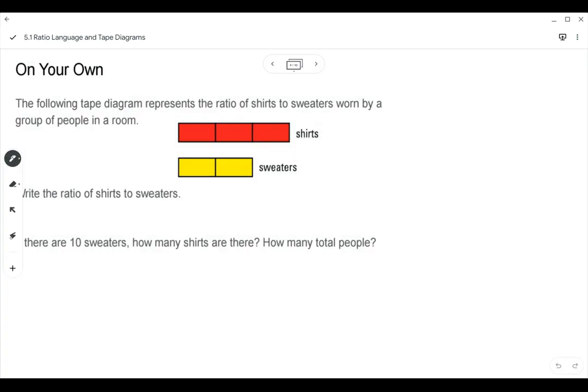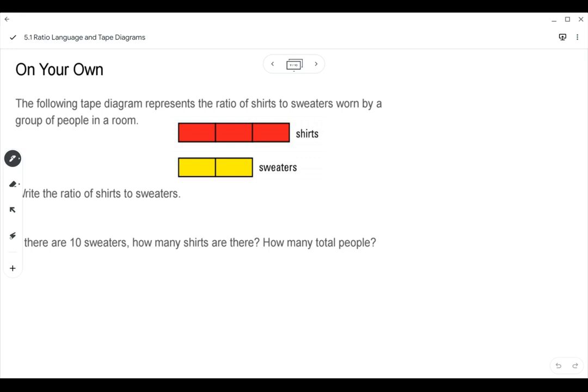Last one on your own. The following tape diagram represents the ratio of shirts to sweaters worn by a group of people in a room. We've got 3 boxes for shirts, 2 boxes for sweaters, and the directions say write the ratio of shirts to sweaters. And if there are 10 sweaters, how many shirts are there and how many total people? Pause the video and try this on your own.